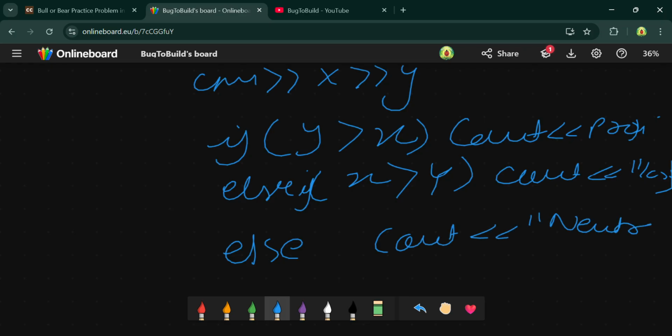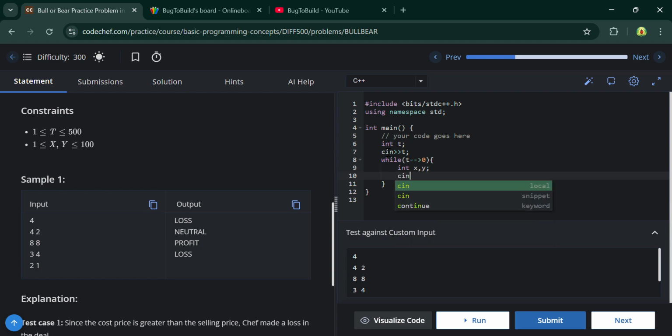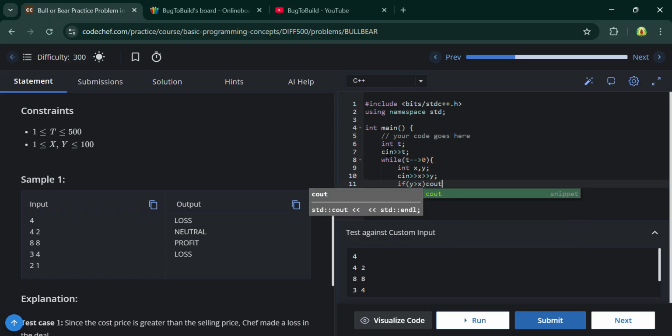I hope you understand the C++ code. So let's write this. First you have to take int t, which is the number of test cases, and cin t. While t minus minus is greater than 0, you take int x, y and then cin x and cin y. Then you check if y is greater than x, then you just have to cout profit.